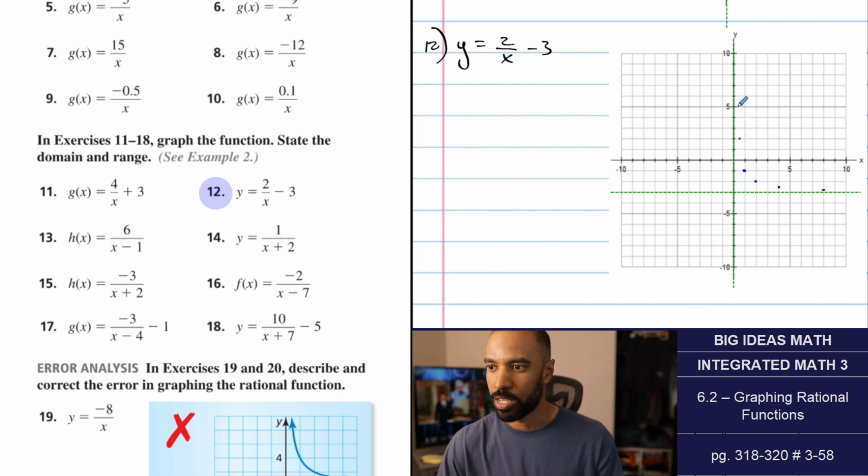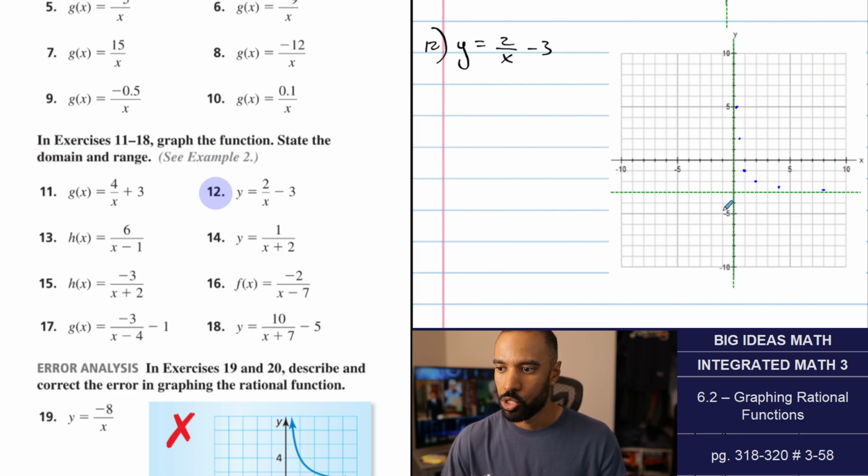8 up from negative 3 is 5. So that's a quarter way. And same thing here. 2 over negative 1, 2 over negative 2, 2 over negative 4, 2 over negative 8. And then divide by negative a half and negative a quarter, which just falls off at negative 11 there.